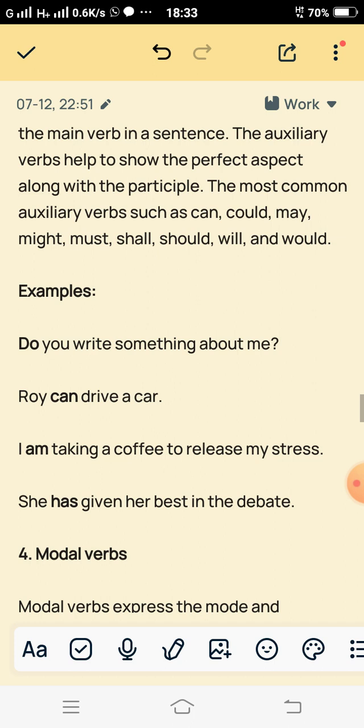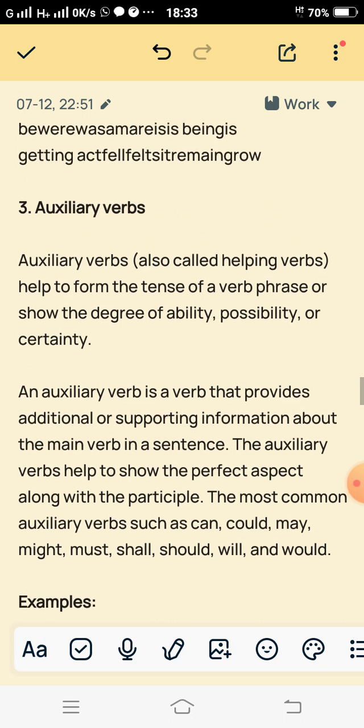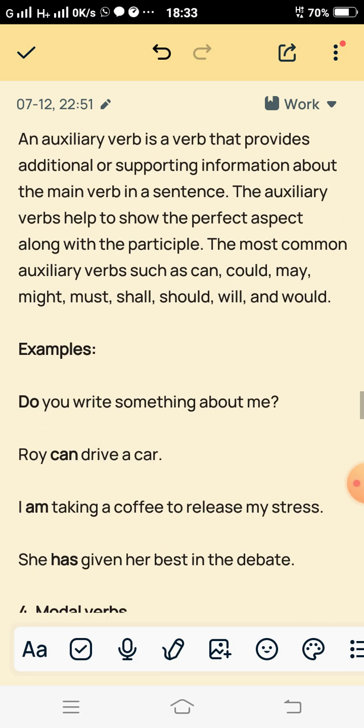Here, in these examples, there are some auxiliary verbs: do, can, am, has. These are the auxiliary verbs because these words show the perfect phrase, a verb, a tense, a degree of ability, possibility, or certainty.